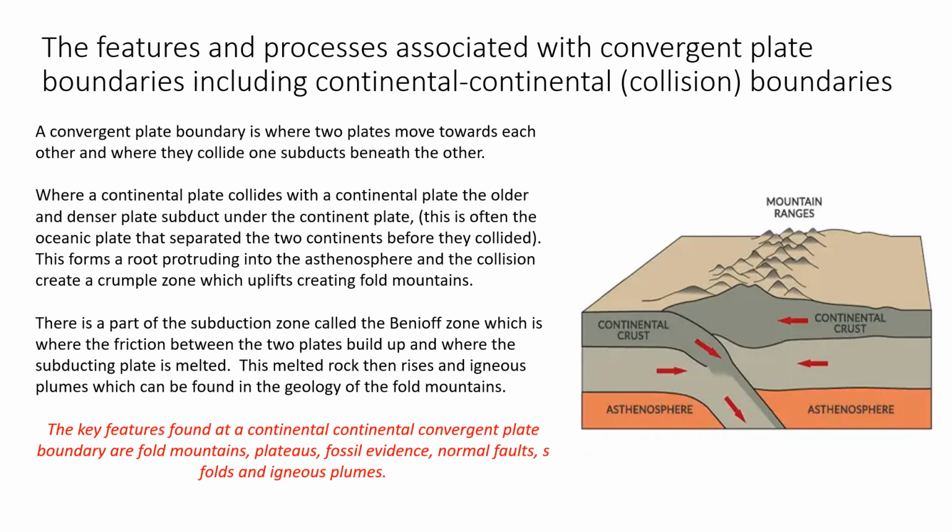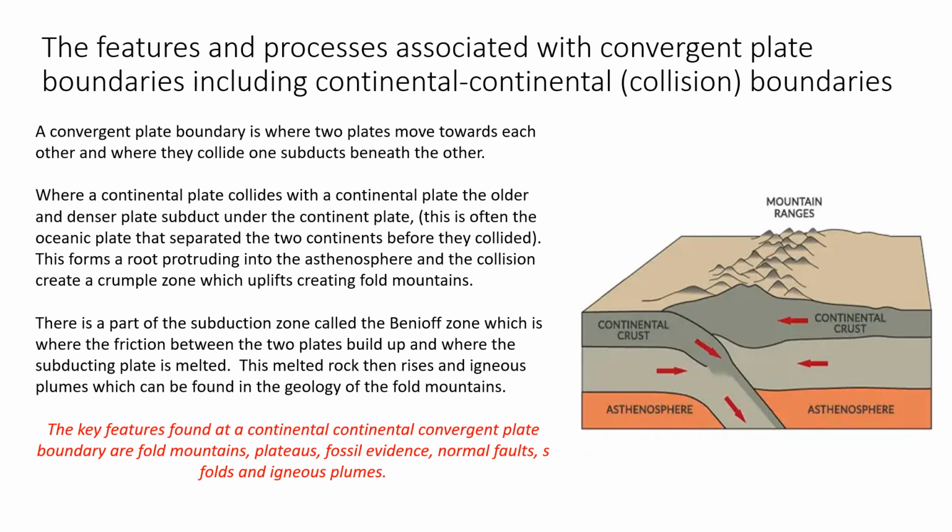And you end up with a bit of a crumple zone, which creates the fold mountains, but also will help create a root as well. So it is a little bit like an iceberg. There's bits you can see, the mountain ranges, the fold mountains, any fracturings that you get within that. But you also get a bit of a root that you don't necessarily see.